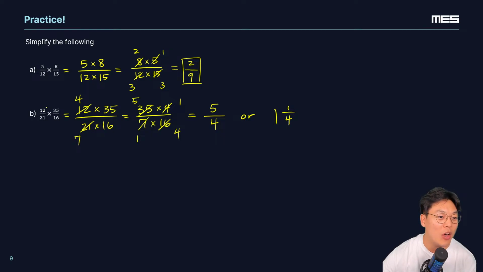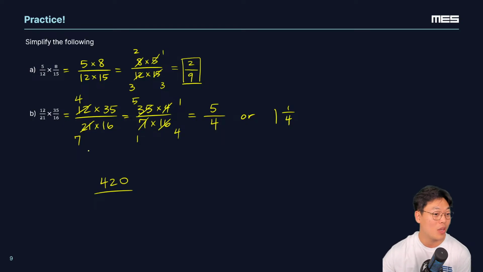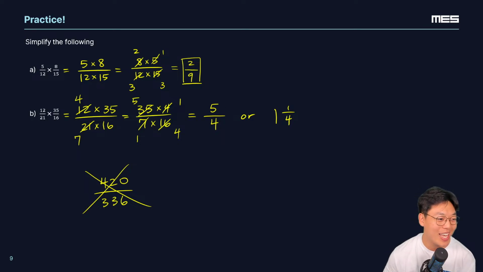What if we just did 12 times 35 at first? That would have been crazy. That would have been 420 all over 21 times 16. What is that even? That's 126 plus 210, so that'll be 336. Is this what we want to work with? No, we don't want to work with bigger numbers like this. Instead, we can use this trick, this method, in order to simplify as much as we can before we get to our final answer. Great job.